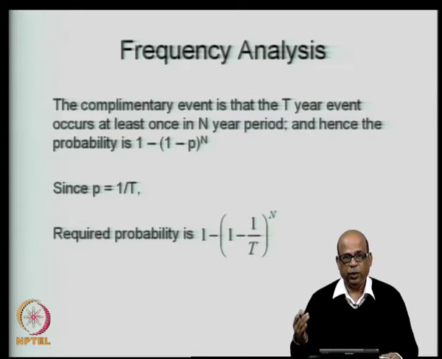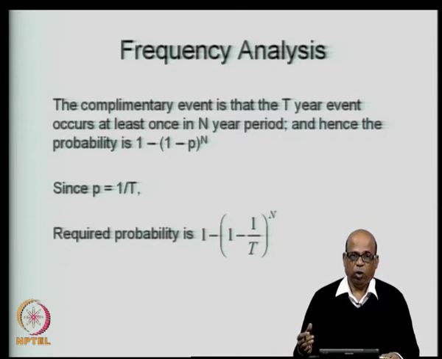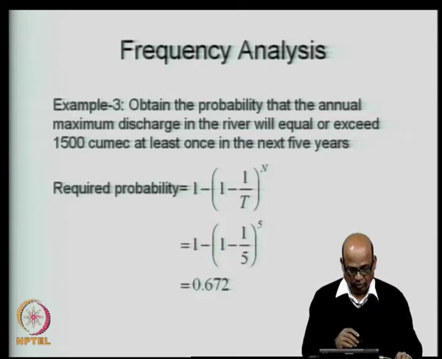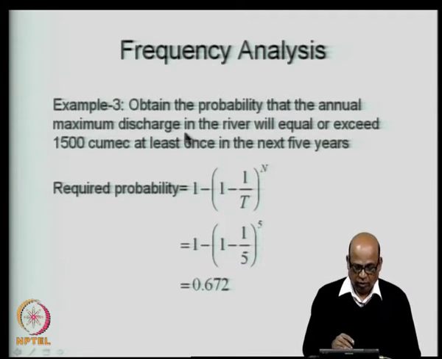That is, we may have built it for a 1000 year return period, but we would also be interested in getting the probability that the 1000 year return period event occurs in fact in the next 100 years. And that will give you a measure of the risk that you are taking in designing such a structure. So, we will use a simple example to drive home this point.